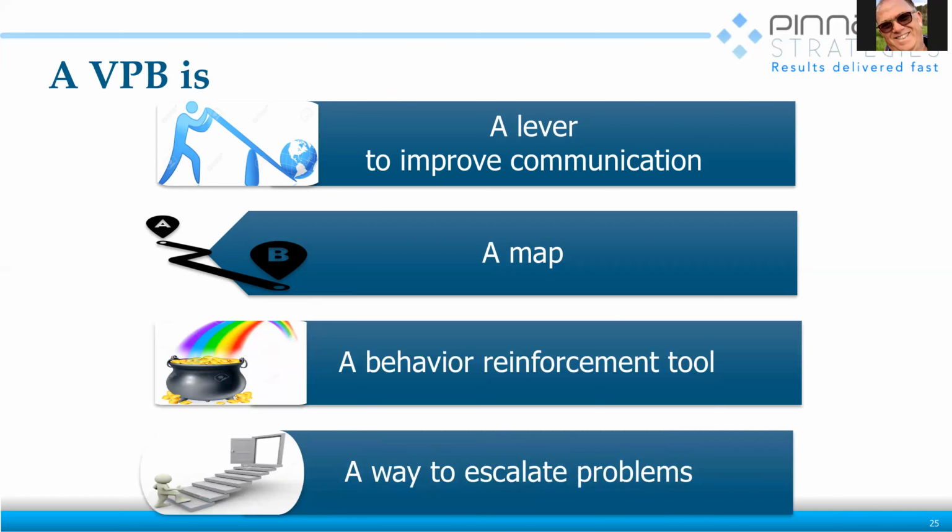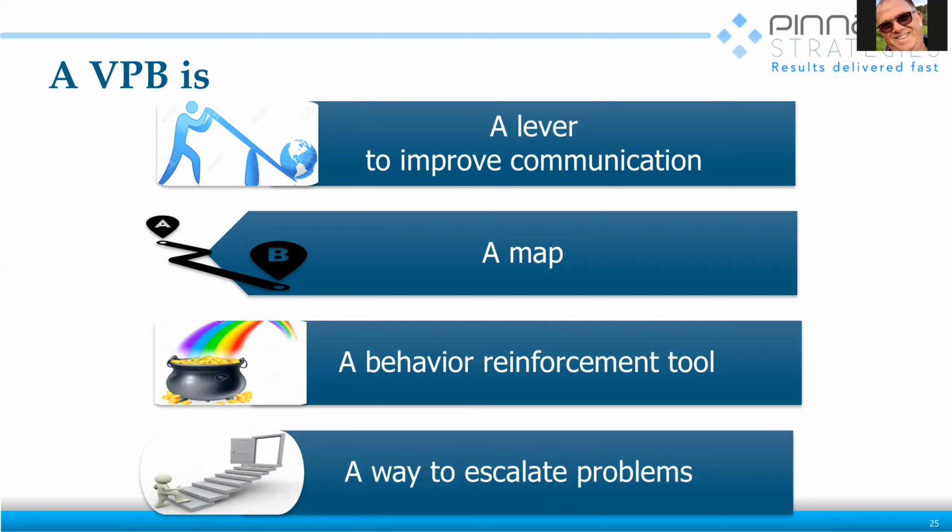And it's also a way to escalate problems because every project has difficulty, things happen. So what the VPB does is give you an objective way to show that this particular problem needs to be escalated to a higher level of management, or to another department, or whatever it is.